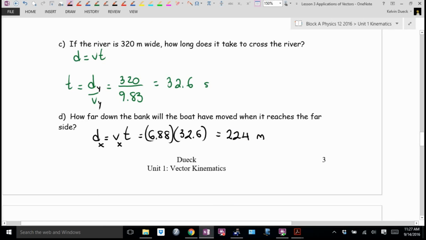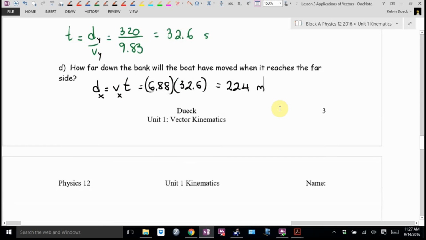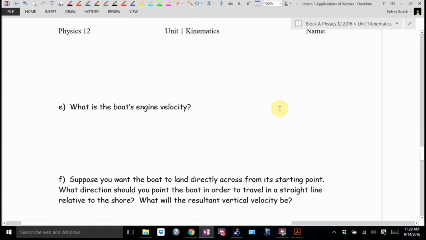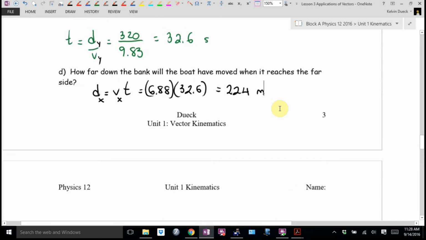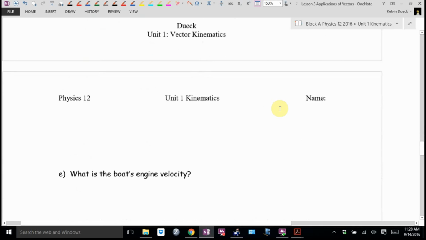And yes, you could also do it using some trig with the distances as well, because they're similar triangles. But I think mine's faster. By the way, in 21 years, you're the first person to spot that, so candy for you later. Nice. Oh, what's the boat's engine velocity? We've already done it. That's what's pushing him across the river, which was 9.83.